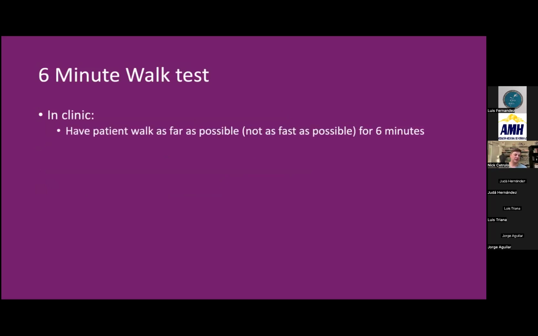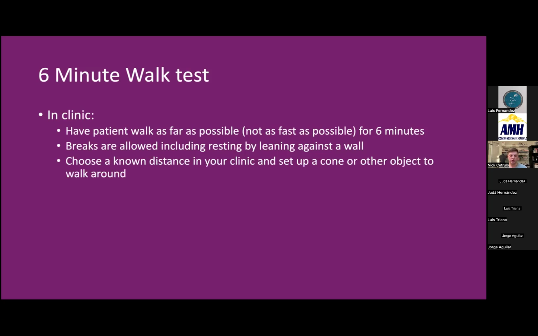The 6-minute walk test is something that you can do in clinic. You basically have the patient walk as far as possible, not as fast as possible, for 6 minutes. Breaks are allowed and basically just include resting against the wall. They should not sit down and stop, but you should encourage the person to get back to walking as soon as possible. Try to set up a known distance, 20 feet, 50 feet, whatever you can do in a hallway outside your clinic, and have the person walk that distance and measure how many times they can do it in 6 minutes.